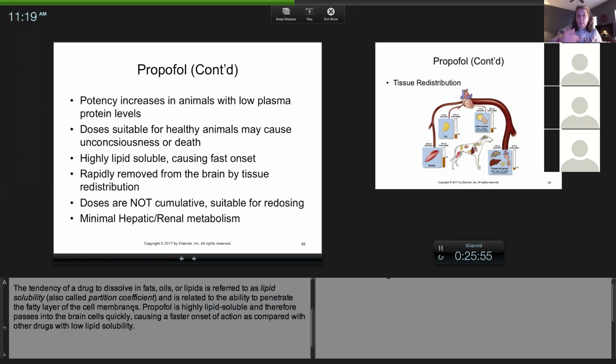Now, if I give more drug and it goes in the blood, now the brain is lacking, the brain sucks it up. So the drug moves from high concentrations to low concentrations, and that's how it redistributes. And redistribution is that partition coefficient. So when you see that in reading, it's just telling you where the drug is going. It goes from the blood to the brain. Hopefully that makes sense.